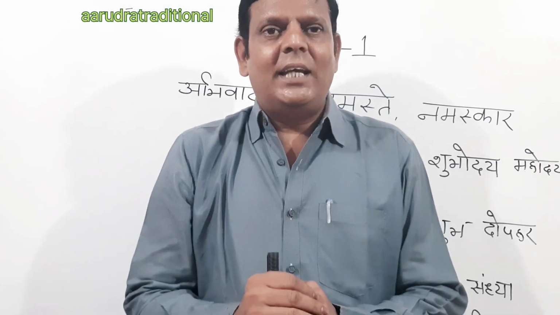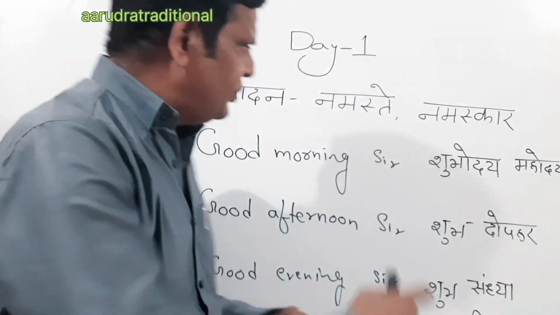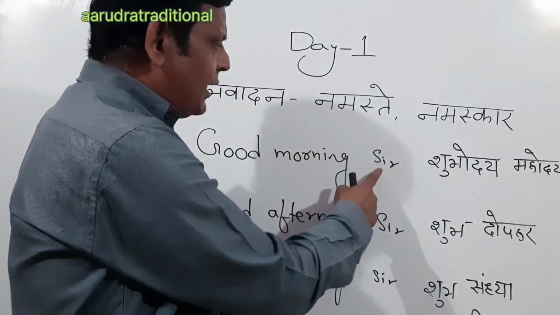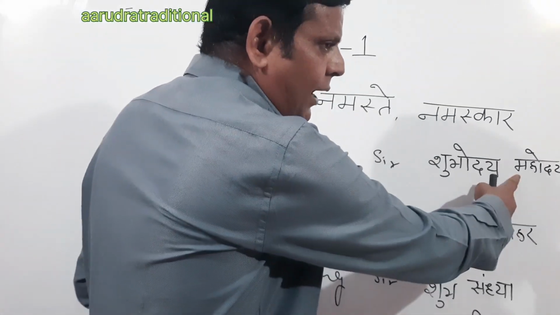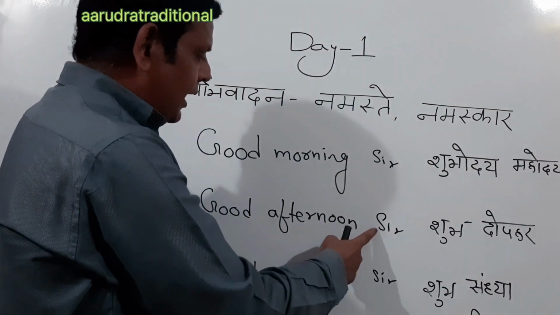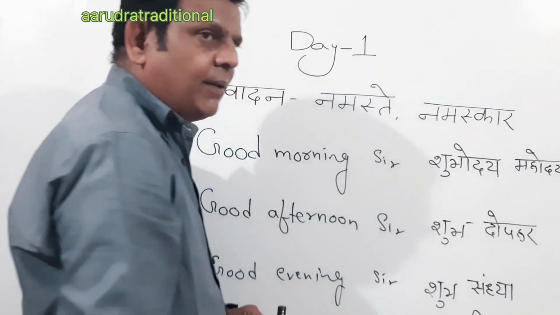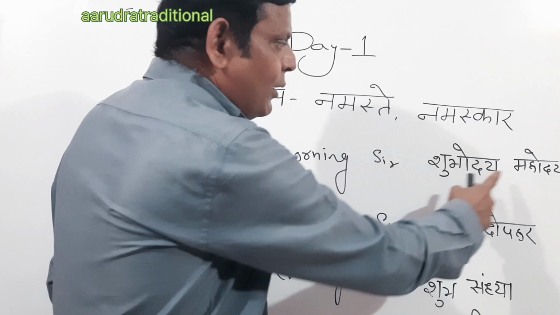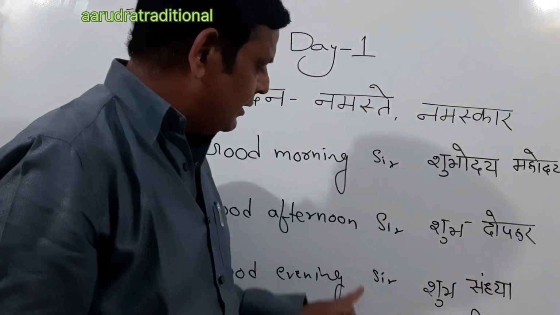For example, children, your father, your mother. Just change this term only. For example, son: good morning, son. Subhodaya, beta. Good afternoon, son: Shubh Dupar, beta. For example, daughter: good morning, daughter. Subhodaya, putri. So, just according to the relation, you have to change this term only.